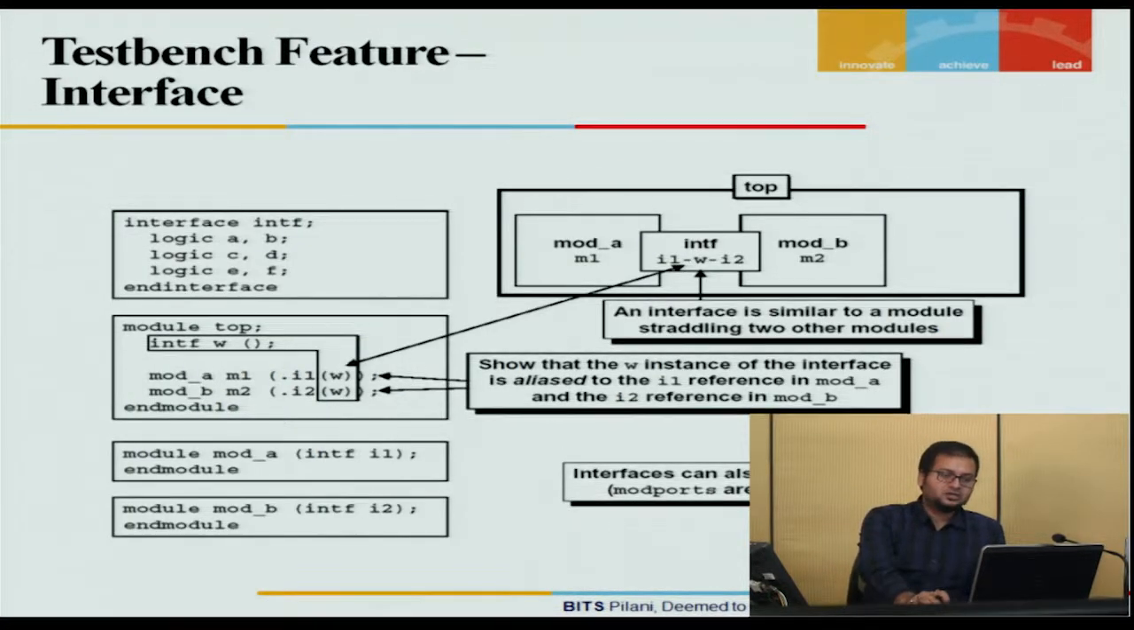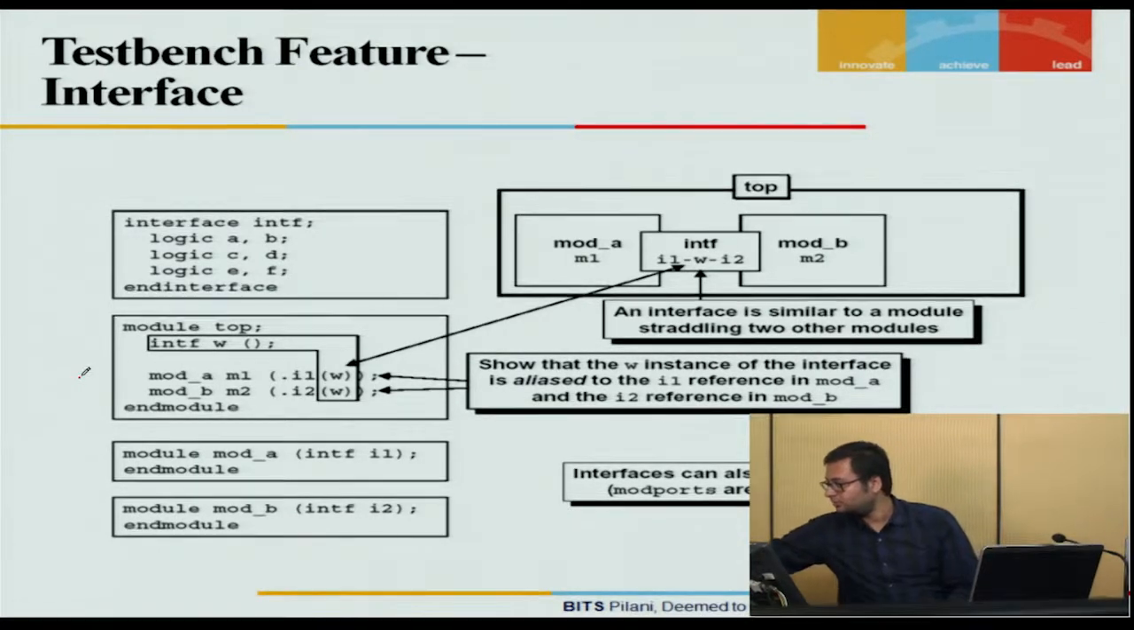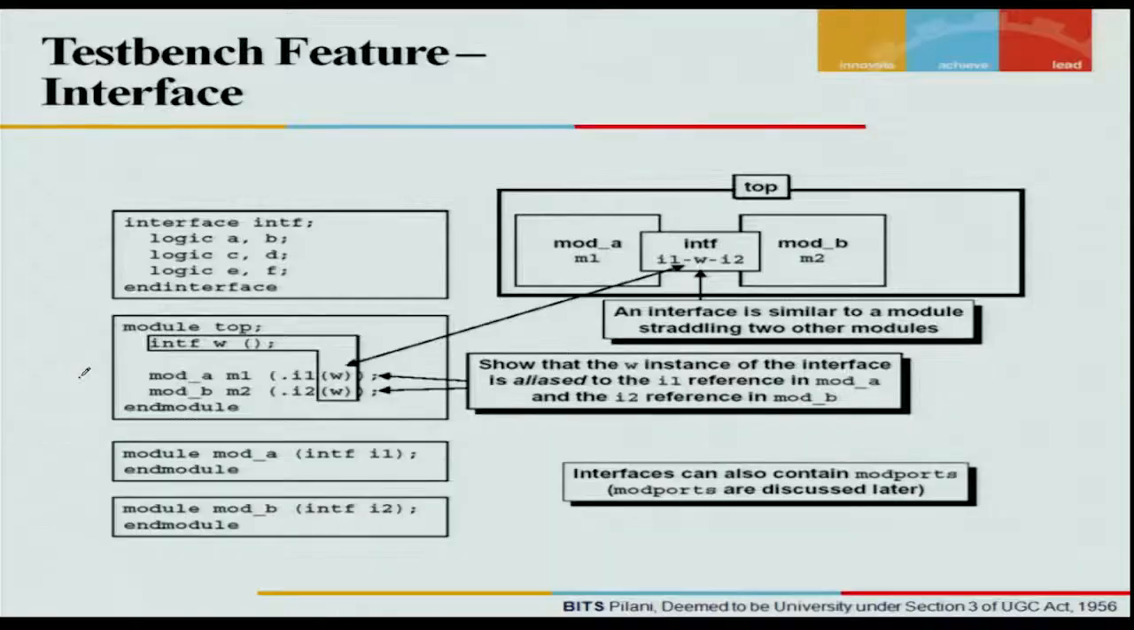So coming to the example, in this case, this interface is basically logic A, B, logic C and D, and logic E and F, and that's the interface. Now in the top module, you have just instantiated an interface W, and with W you can connect the two wires. Now module A and module B are two separate modules.